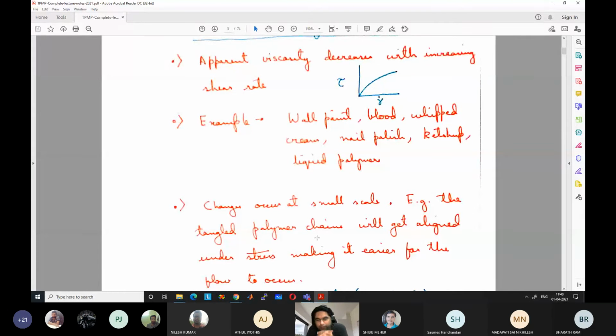Because of this change at the molecular level, at our large scale, at the engineering level, we see that the stress does not increase linearly with the strain rate. Similarly, many things, like blood flow, are the same. We are considering blood as a liquid, but at the microscopic level, blood consists of different particles, RBC, WBC. All these different cells are there.